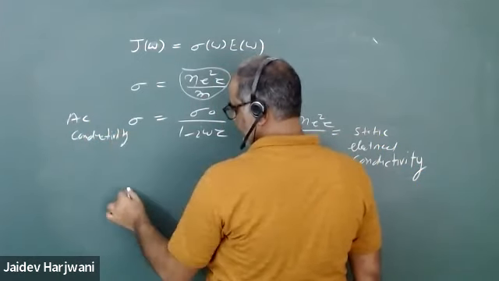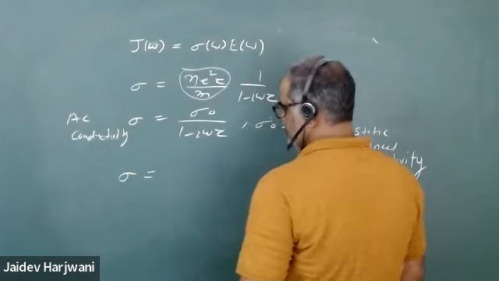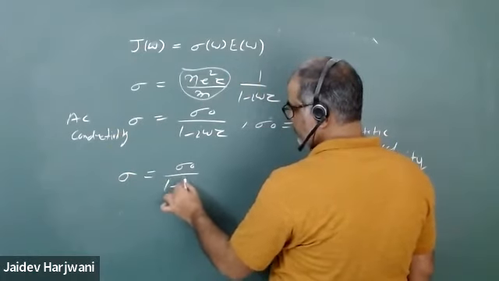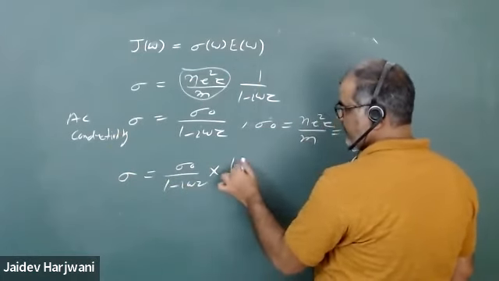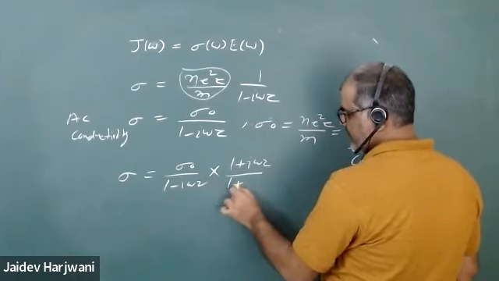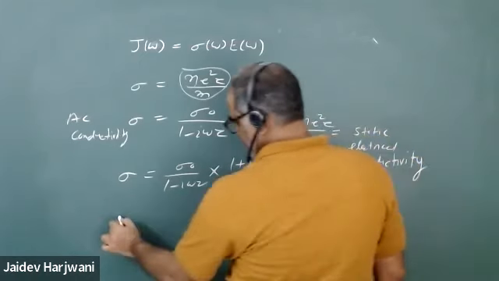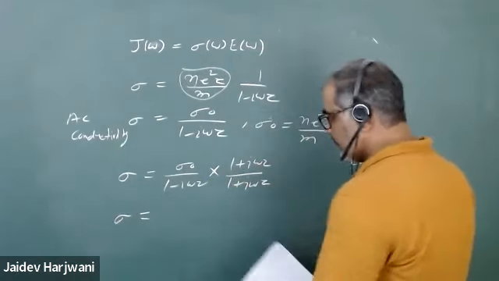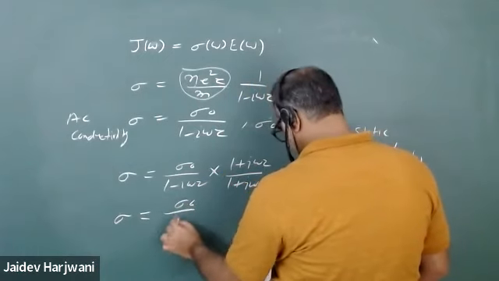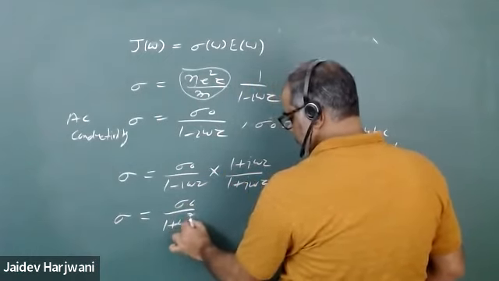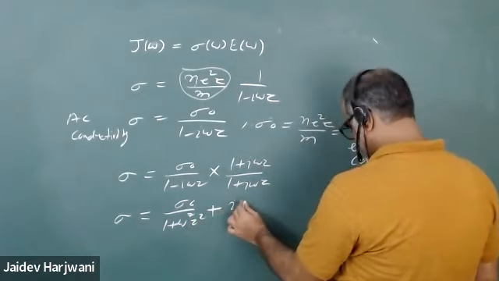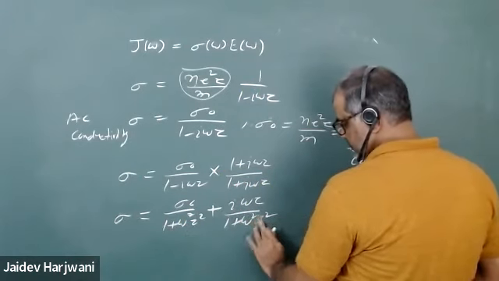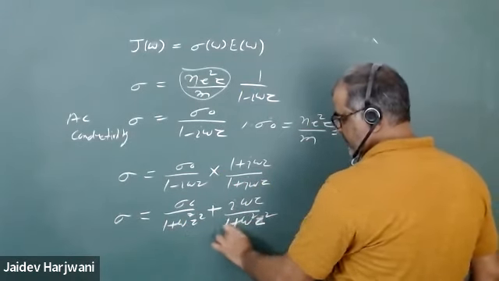Okay, now if I try a little bit to solve, if I want to make the imaginary and real part separated, so I can do this one, multiply by 1 plus iota omega tau divided by 1 plus iota omega tau. Okay, and if you do this little bit of calculation, so what you can get, sigma is equal to sigma naught upon 1 plus omega square tau square, plus iota omega tau sigma naught upon 1 plus omega square tau square. Okay, check it whether this relation is correct or not.